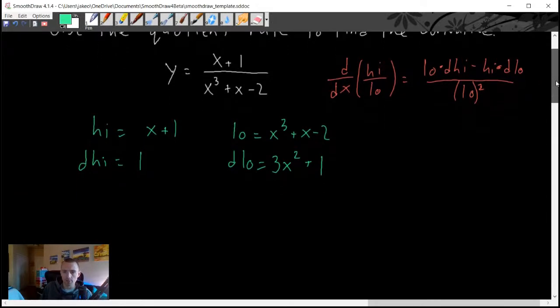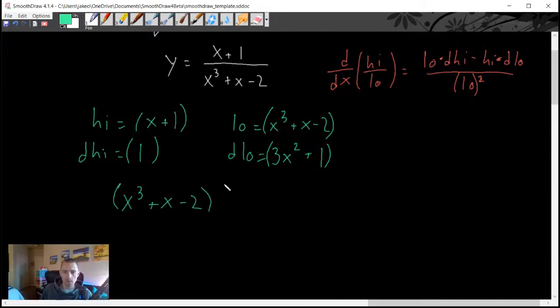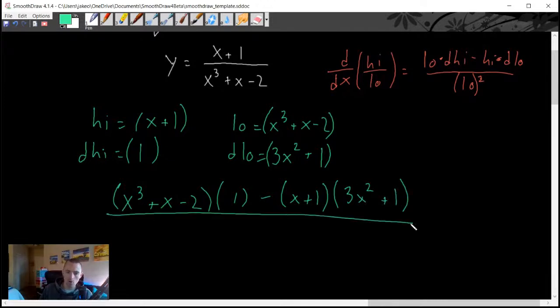Then again, we apply this formula. So low d high, low. And again, let's go ahead and put these in parentheses. It does really help to kind of keep things straight. Just put all 4 of these. As soon as you figure out your high, low, your d high, your d low, just completely surround them with parentheses. Because now what we're going to do is we're going to do low d high. So this whole low, so x cubed plus x minus 2 in parentheses times d high, so times 1. Then minus high d low, so minus x plus 1 in parentheses times d low, 3x squared plus 1, all over low squared. So all over this whole thing squared.